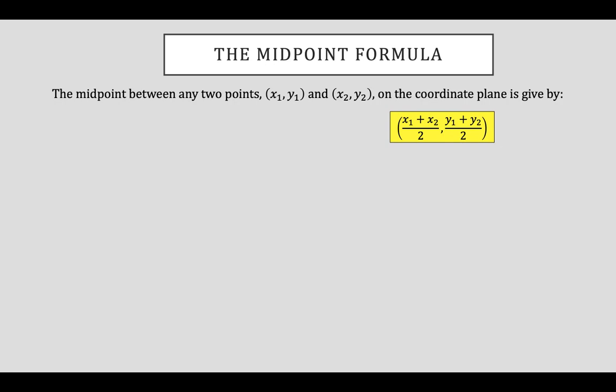All right, the midpoint formula. The midpoint between any 2 points, (x1, y1) and (x2, y2), on the coordinate plane is given by ((x1 plus x2) over 2, (y1 plus y2) over 2). Now notice this is called the midpoint because it is in fact a point. This is an ordered pair. This first grouping is the x-coordinate. The second grouping is the y-coordinate.